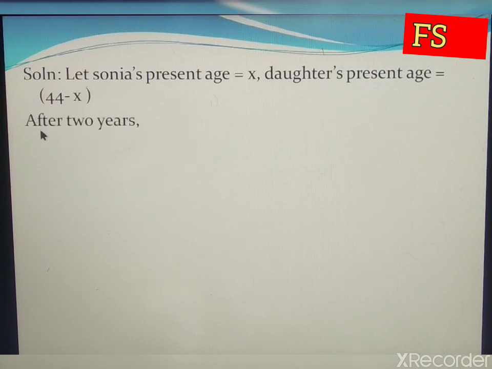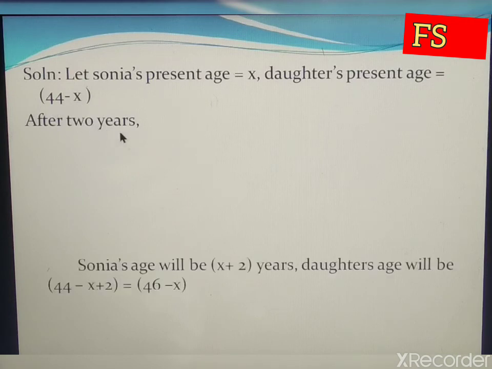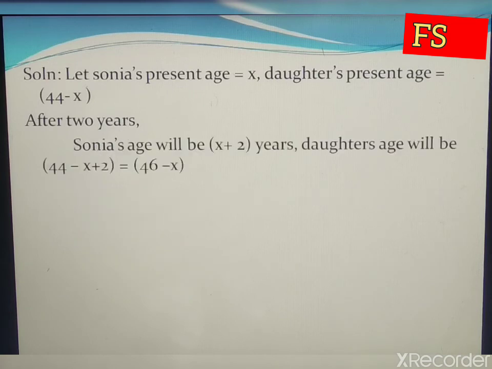So now, according to the question, after 2 years, what will happen? 2 will be added to x also, and 2 will be added to 44 minus x also. So Sonia's age will be x plus 2 years and daughter's age will be 44 minus x plus 2 years. So it means 44 plus 2 is 46 and minus x is here. Daughter's age will become 46 minus x.